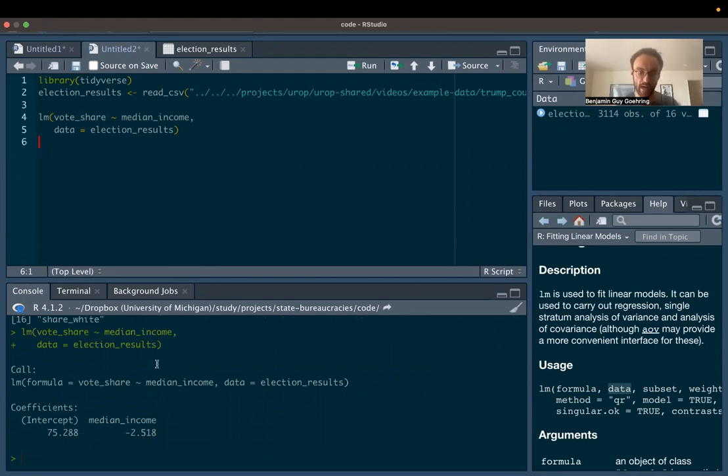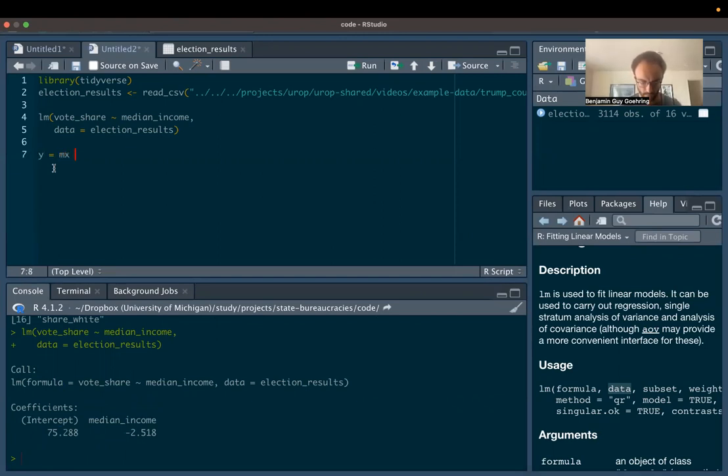Cool. So we run that and we get a couple pieces of information here. Specifically, we just get our two coefficients, and we see that our coefficient on median income is what we saw in those slides, minus 2.5. On average, as a county's income increases by $10,000, its share of support for Donald Trump decreases by 2.5 percentage points.